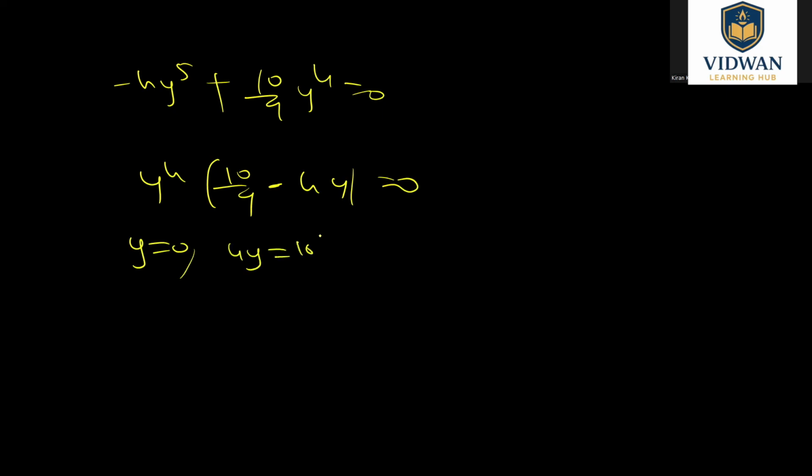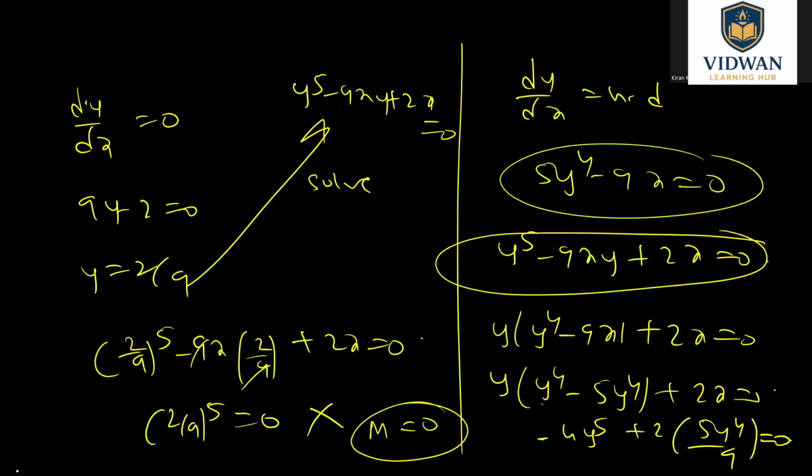So 4y is 10 by 9. Y is therefore, you can cancel with 2, so 10 by 9 into 4, so this is 5 by 18. And what was the x value corresponding? You can find x, it is 5y power 4 by 9.